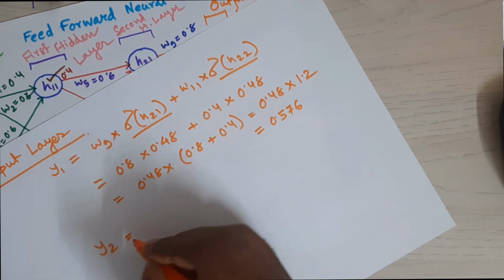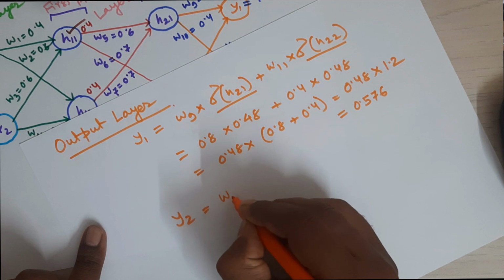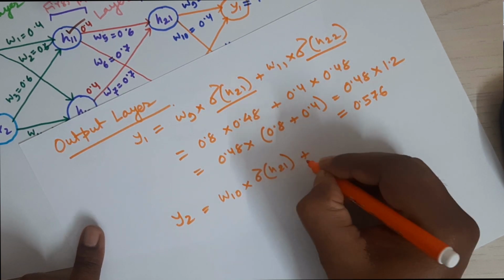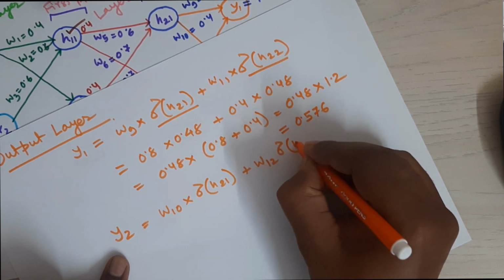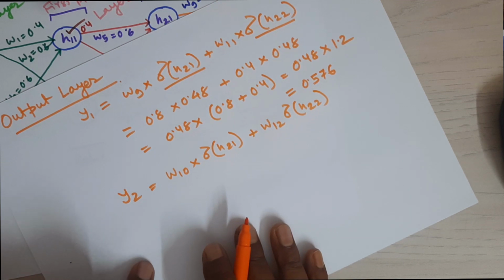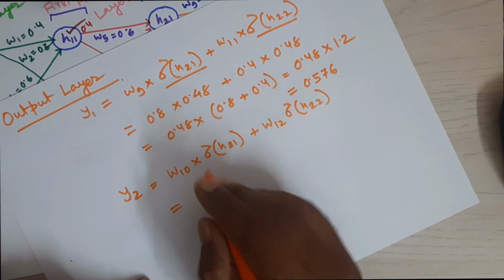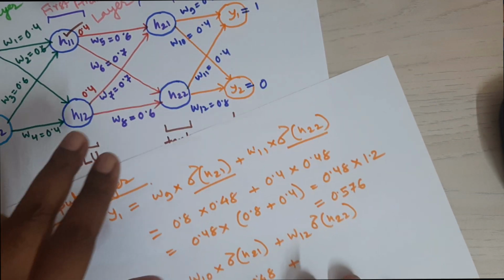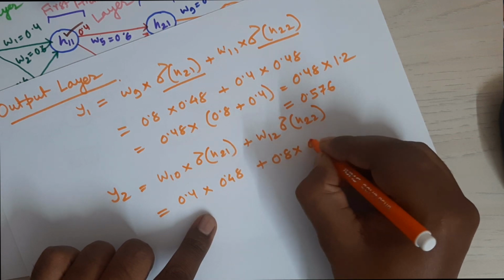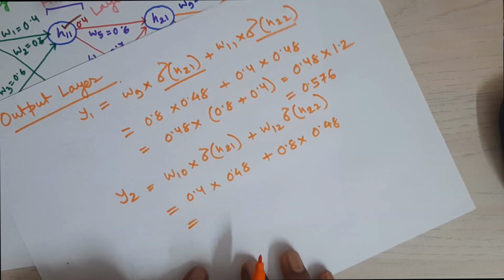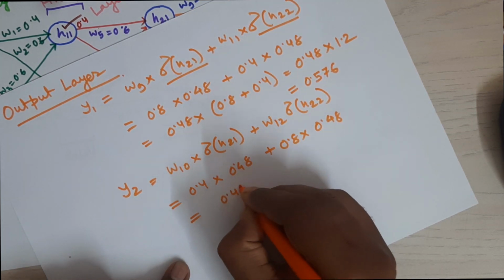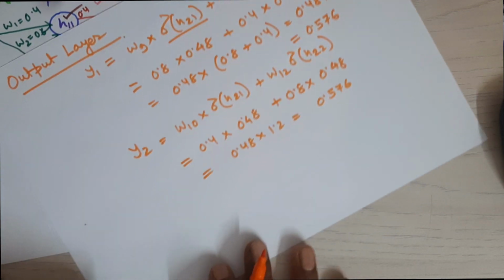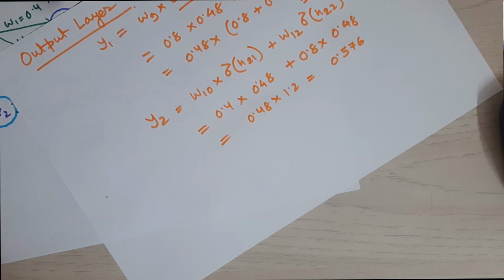Now y2 is, as you know, W10 into sigma of H21 plus W12 into sigma of H22. If we calculate it, W10 is 0.4 into 0.48 plus 0.8 into 0.48. So it will be 0.48 into 1.2, which is 0.576, same as the previous.